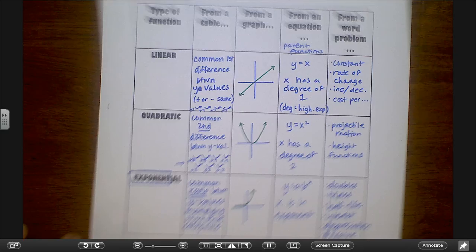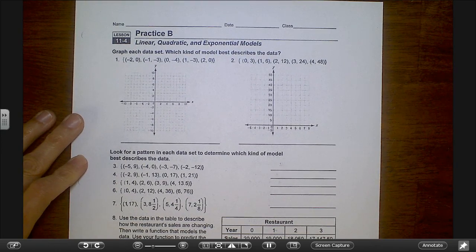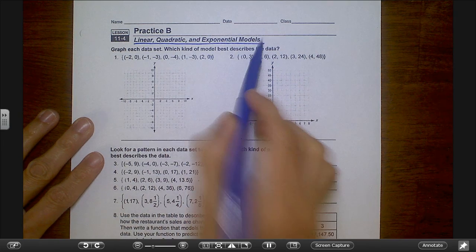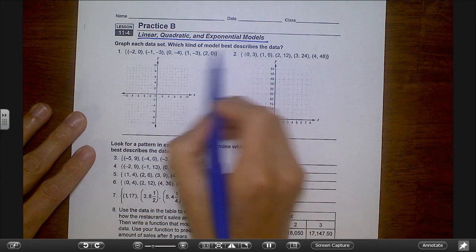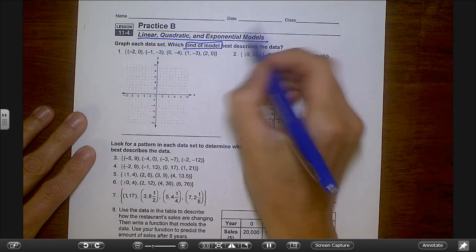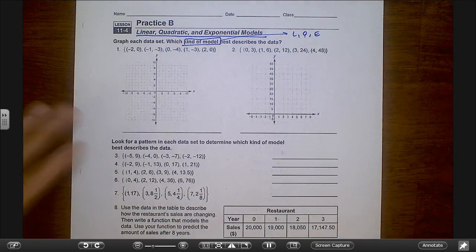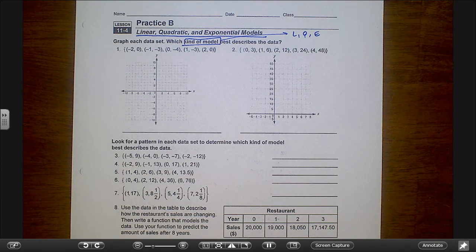So if we just turn to the back, this is a pretty quick lesson for today. So this is your optional assignment. And you can see it's linear, quadratic, and exponential models. So it'll say which kind of model best describes. Well, that's linear, quadratic, or exponential. That's what they're asking. So on number 1, you're going to graph.